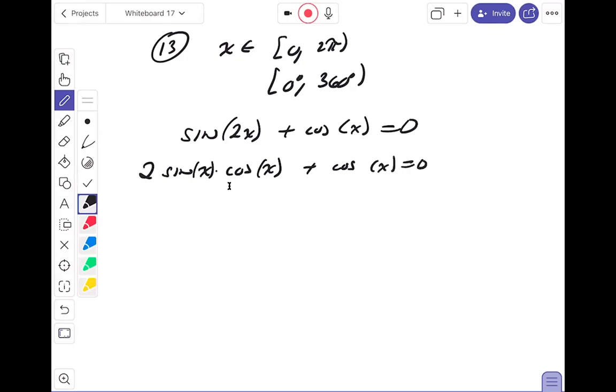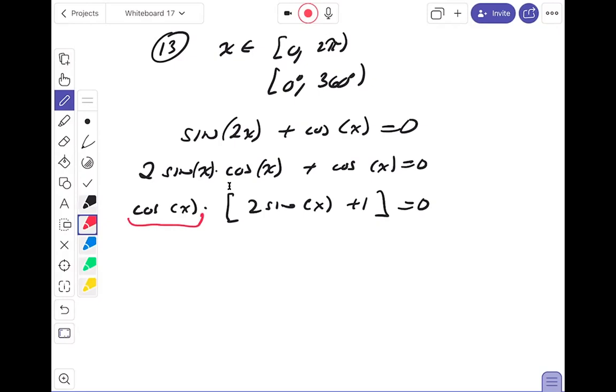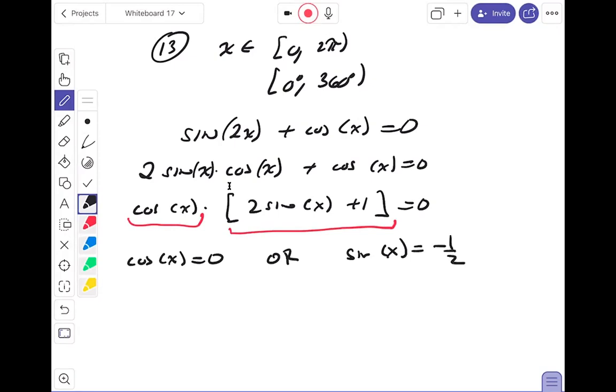And then when I factor it, a cosine x comes out, and what am I left with? 2 sine x plus 1 equals 0. Now, what do I know? I know that this thing is a factor, and I'm using the zero product rule, so both of those factors have to be equal to 0. Let's write that down for you. Cosine of x is equal to 0, or the next factor, sine of x, would have to be equal to minus 1/2 for that to be equal to 0.